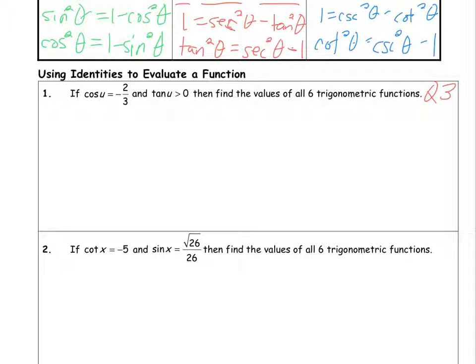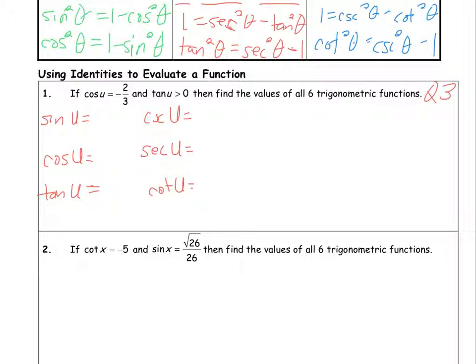What do I need? I need all 6 ratios, right? So I need sine of u, I need cosine of u. So maybe I can go ahead and make myself a little answer box over here. Sine of u, cosine of u, tangent of u, cosecant of u, secant of u, cotangent of u. My u's are a little too large.